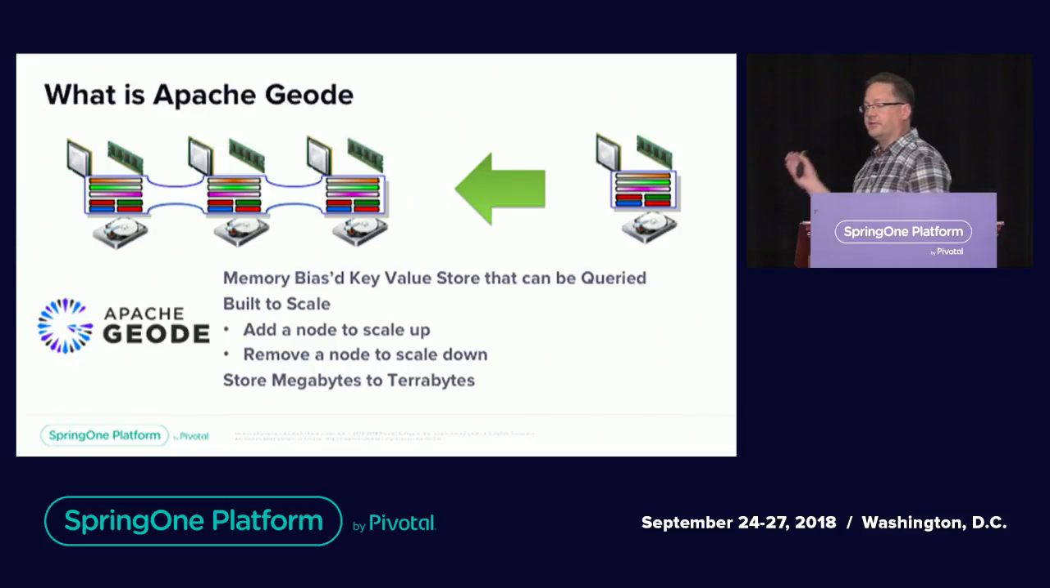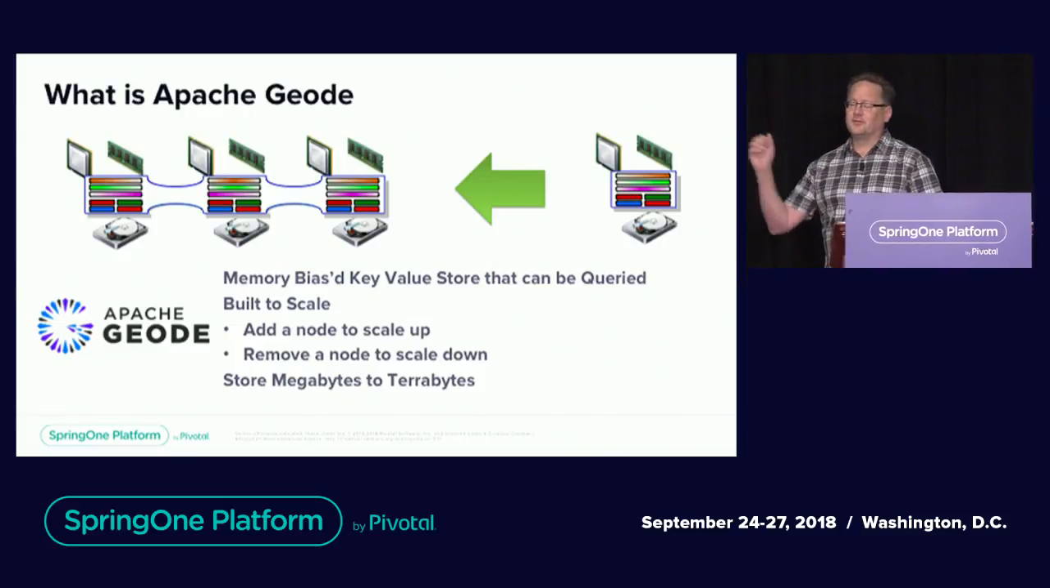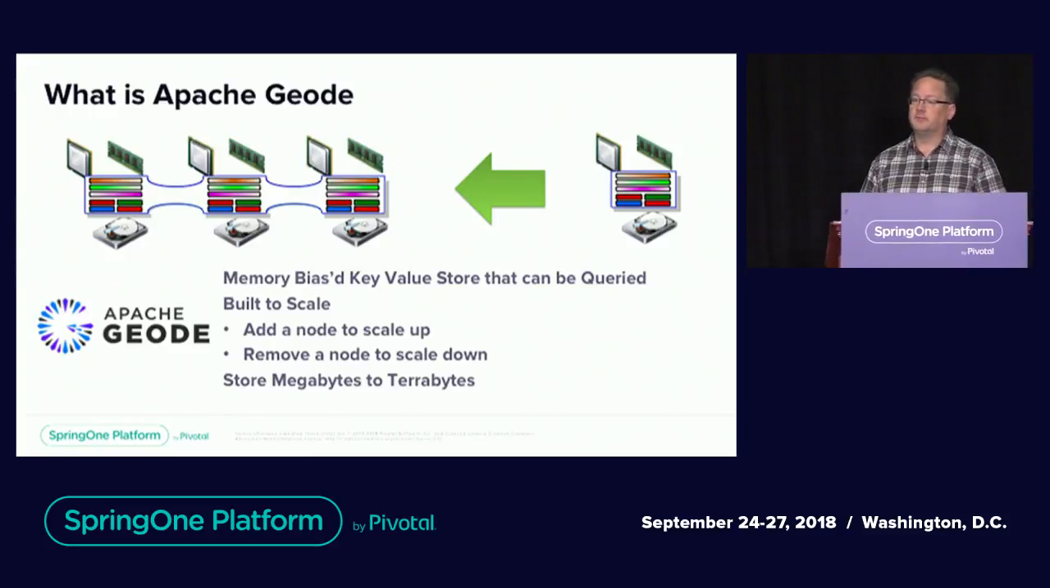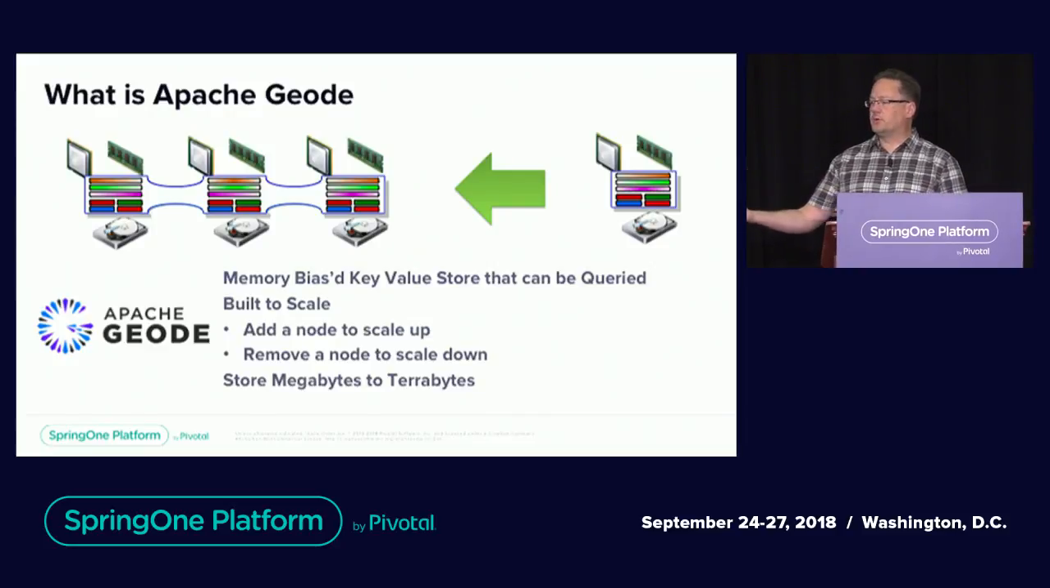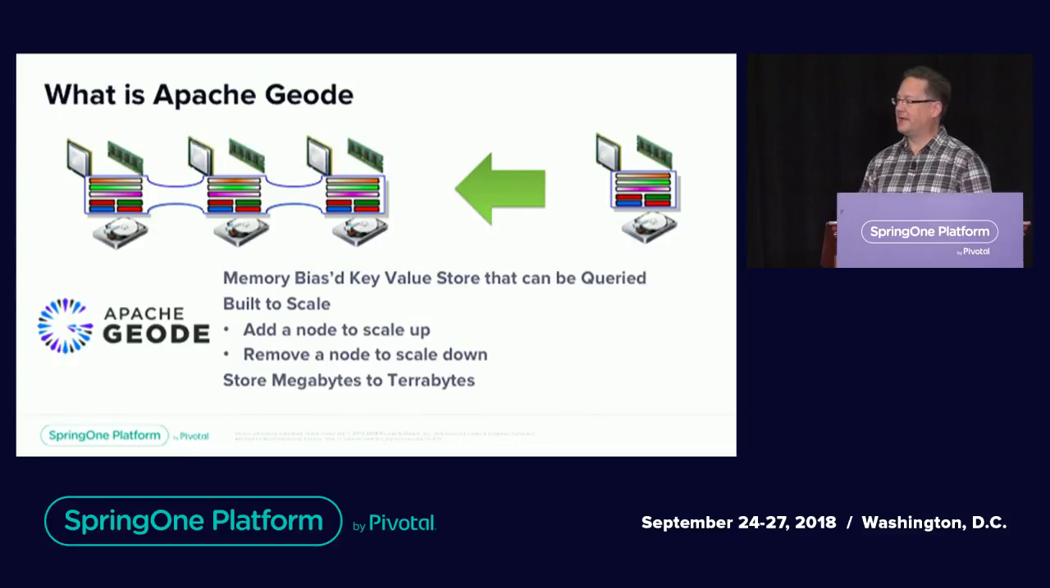It's built to scale. If I need to handle more throughput, more load, more transactions per second, I just throw another node on there. Likewise, to scale down, just kill it. You can scale down very easily, and you can easily store anything from megabytes to terabytes of data in there. So it's definitely a good caching product to take a look at.